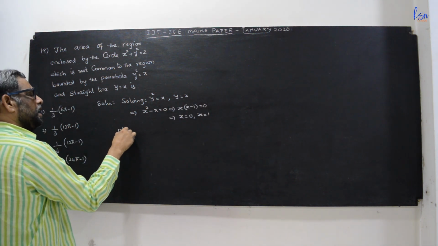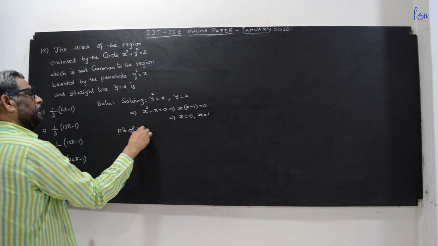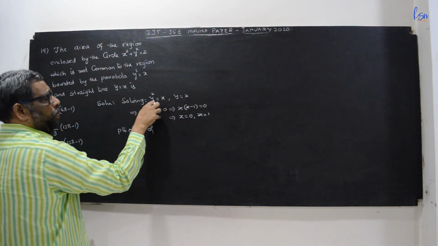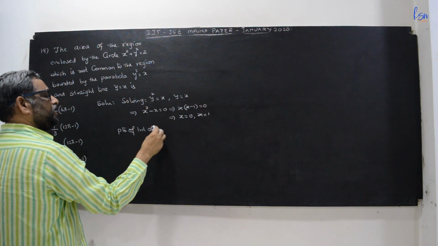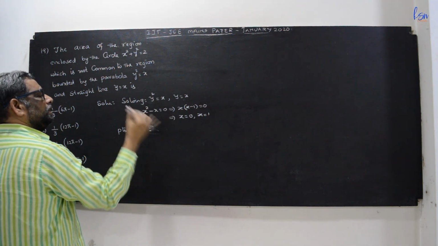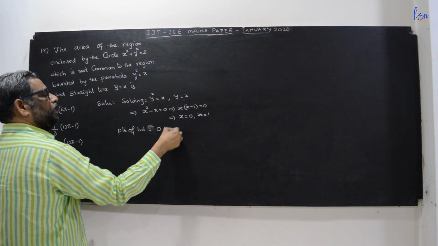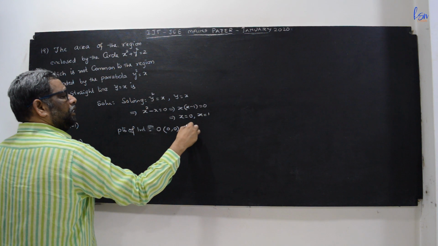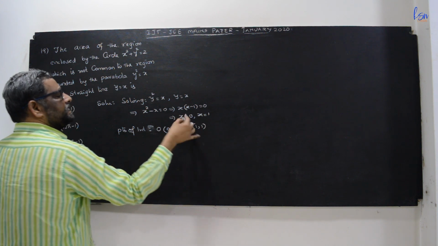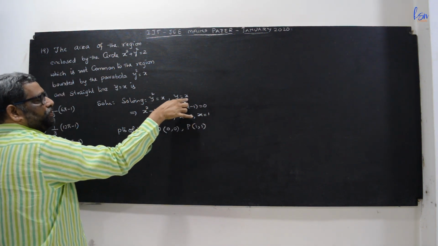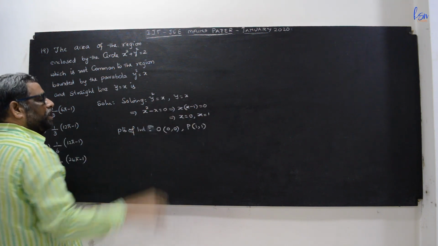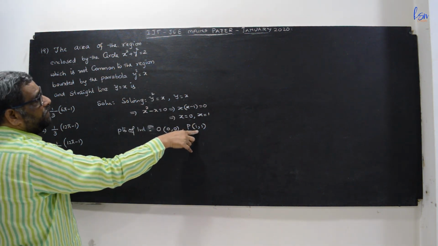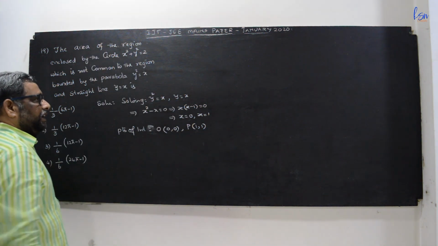Therefore, the points of intersection of the parabola and the line, y square equal to x and y equal to x, are the origin 0, 0 (so x equal to 0 implies y equal to 0) and P 1 comma 1. If x equal to 1, you can put y equal to 1. So you get 0, 0 and P 1 comma 1. This 1 comma 1 also satisfies the circle.